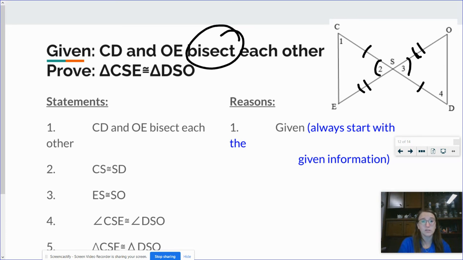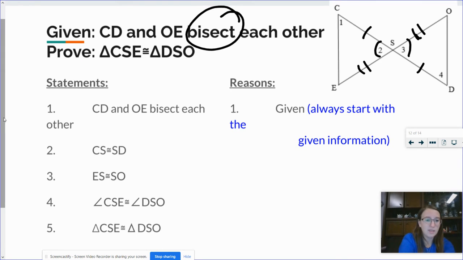Those are vertical angles. We're going to be able to say they're congruent because they are vertical angles. Now, we don't have any other information given to us here in the given, and we don't have anything else we can just mark from the picture based off of what we see. So let's go ahead and look at the proof. Now that we have in our mind why we were able to mark those things congruent, our reasons are going to be a lot easier.